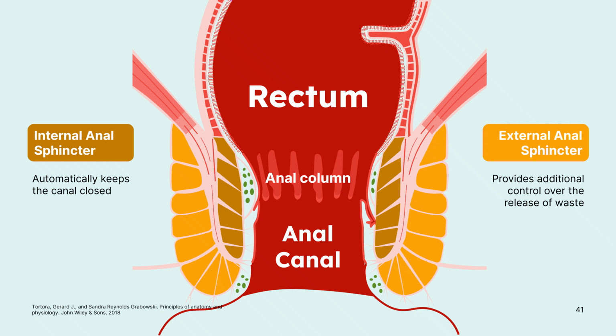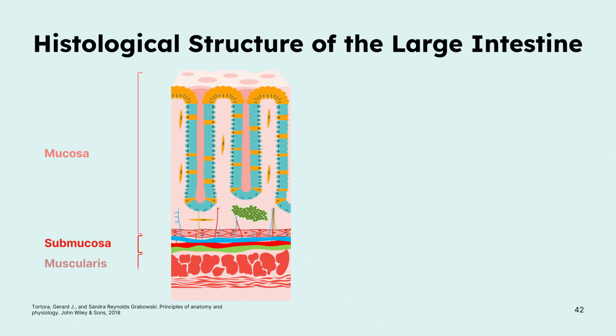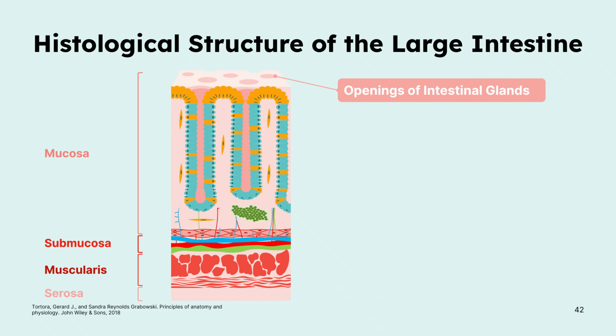Together, these sphincters regulate the passage of fecal matter and maintain continence, combining automatic and voluntary control in the process of elimination. The large intestine's histological structure comprises distinct layers, each with specialized cells and features. The openings of intestinal glands secrete mucus, lubricating the intestinal lining to facilitate the smooth movement of waste.